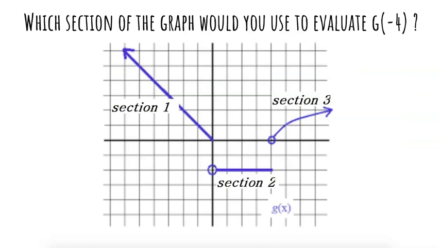Take a look at this piecewise function. Which section of the graph would you use to evaluate g of -4? Here is x equals -4, and we see that it is included in the domain for section 1, so we would use section 1 to evaluate.